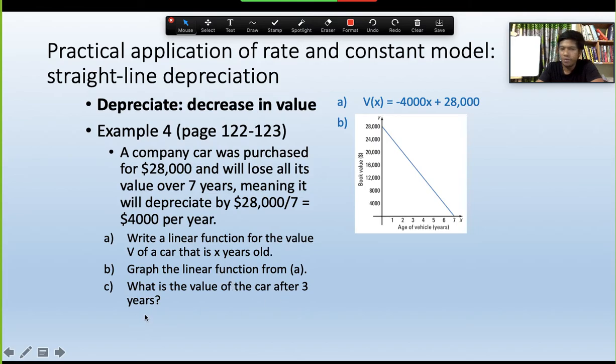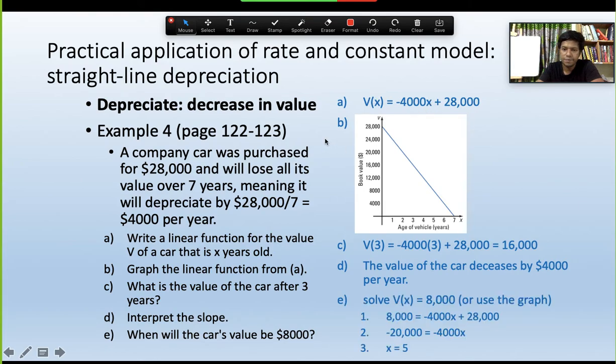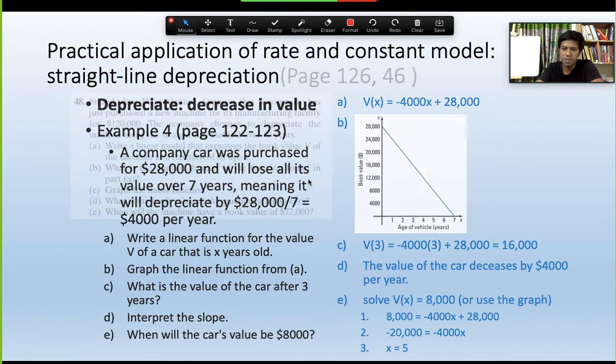This is the graph. After 3 years, what will be the value? That means x equals to 3 we have to put, just like the previous math. Put 3 here and just do the calculation. Interpret the slope. That means value will decrease $4,000 per year. When the car's value will be $8,000, that means $8,000 will be here now. Put $8,000 here, then find out x equals to what. Like this. Calculation is this.